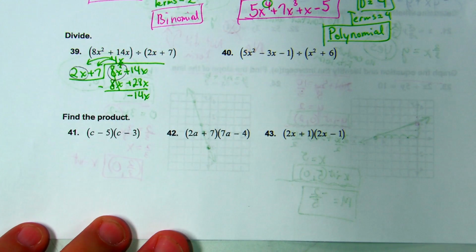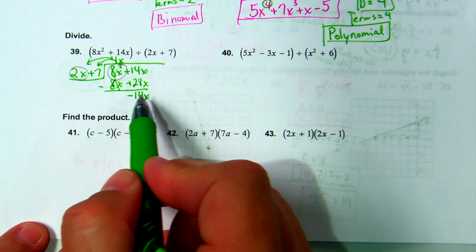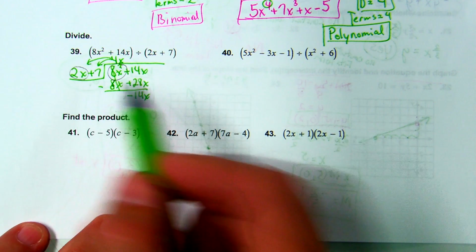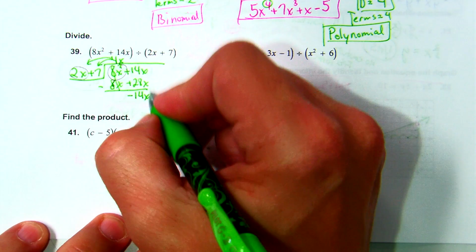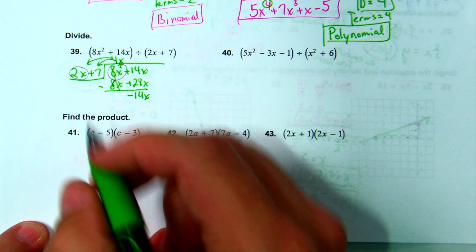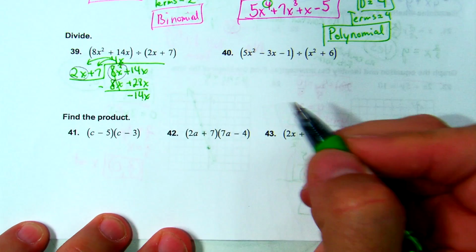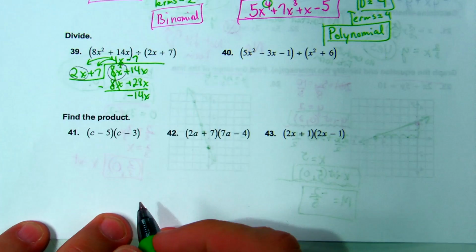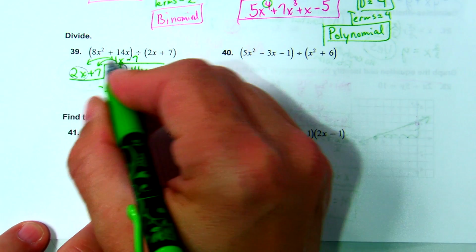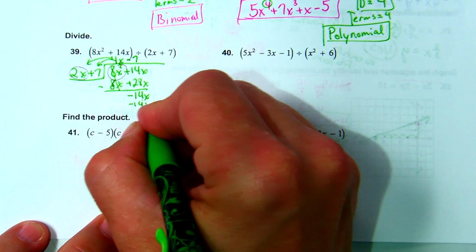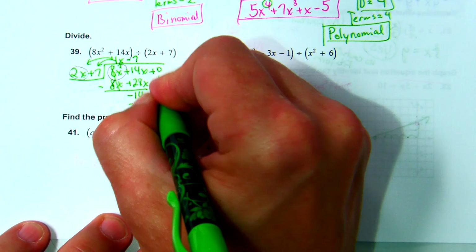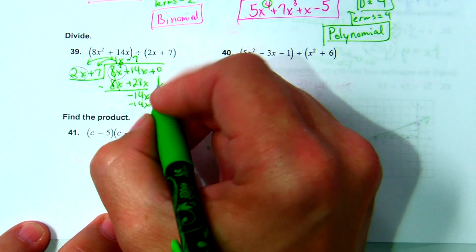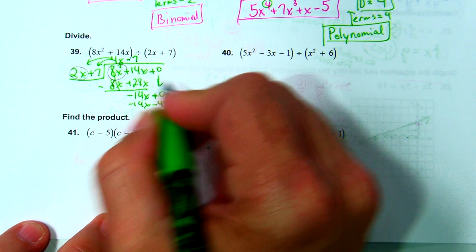Well, when we divide, the resulting answer is 1 degree less, right? So I've got to multiply this times something to get a negative 14, and that's just going to be a negative 7. Okay, so I have 4x minus 7. Negative 7 times this is going to be my negative 14x. I don't have another term here, but I can bring down a 0. And then negative 7 times 7 is going to be a negative 49.